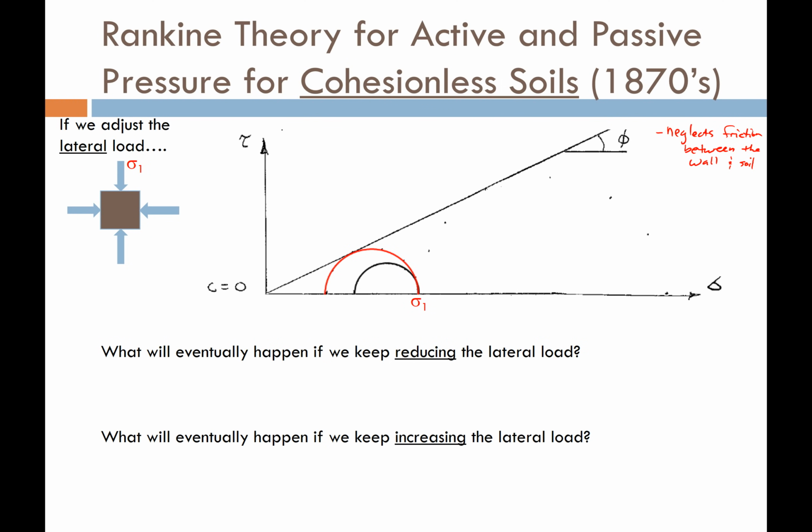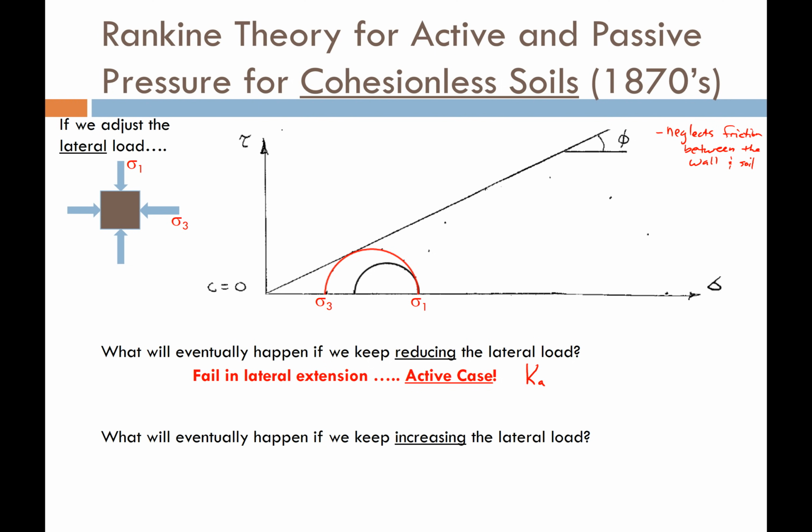Now, if we look at the Mohr circle, sigma 1, which is defined as the larger of the two principal stresses, is still the vertical stress. That never changed. The horizontal stress was reduced, and so that's sigma 3. So if we keep reducing the lateral load, it will eventually hit the Mohr-Coulomb failure envelope, and we develop a failure plane. At the moment it touches the failure envelope, that's when we reach the active case. That's when Ka is fully developed.